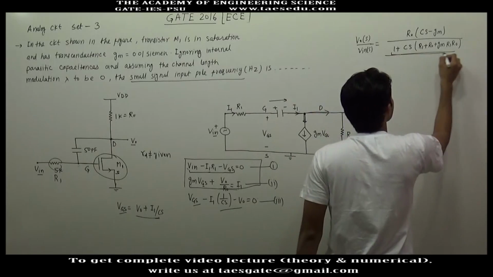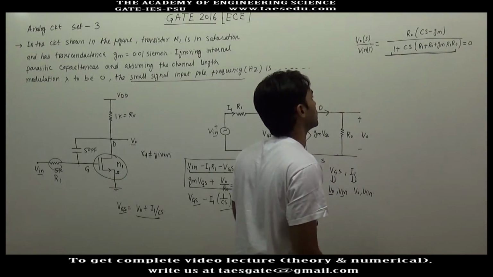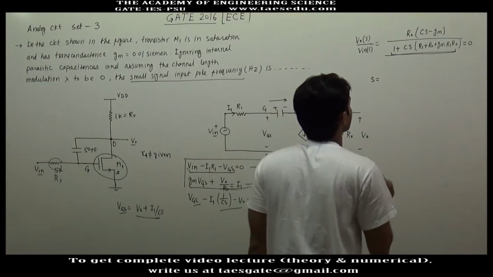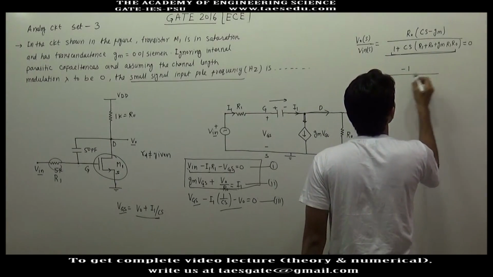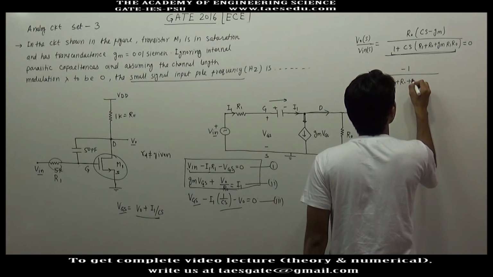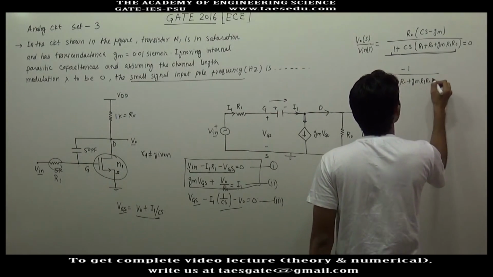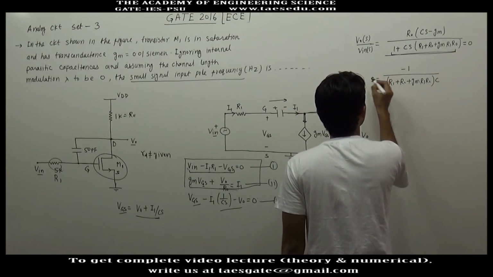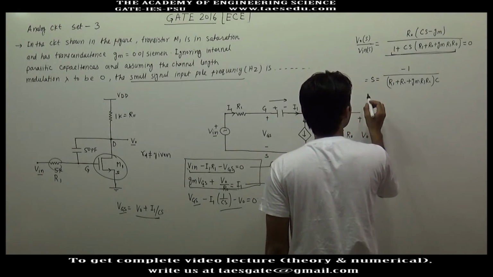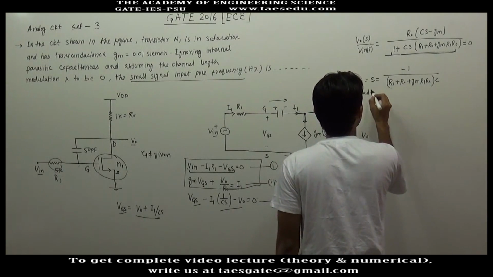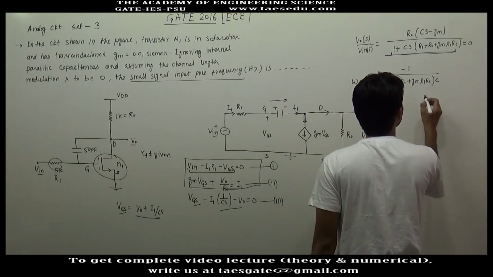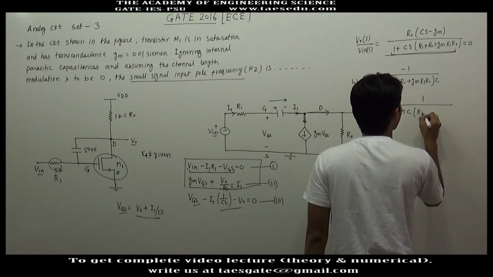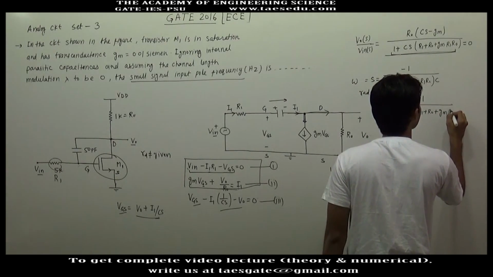Now equating the characteristic equation to 0, you can get the value of pole. Pole is at S is equal to -1 divided by R1 plus R0 plus GM into R1 R0 into C. So the S is nothing but, this will give you the omega in radian per second. Frequency will be 1 divided by, you will have to divide it by 2 pi C into R1 plus R0 plus GM into R1 R0.